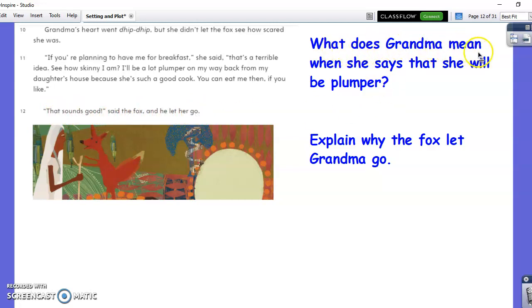What does Grandma mean when she says that she will be plumper? Explain why the fox let Grandma go. Something that she does here. Why does she say the fox can eat her later?